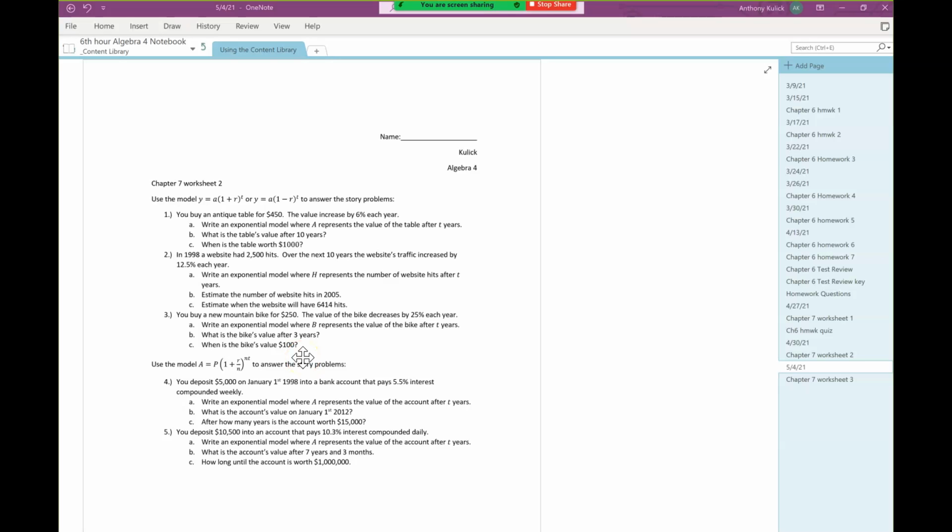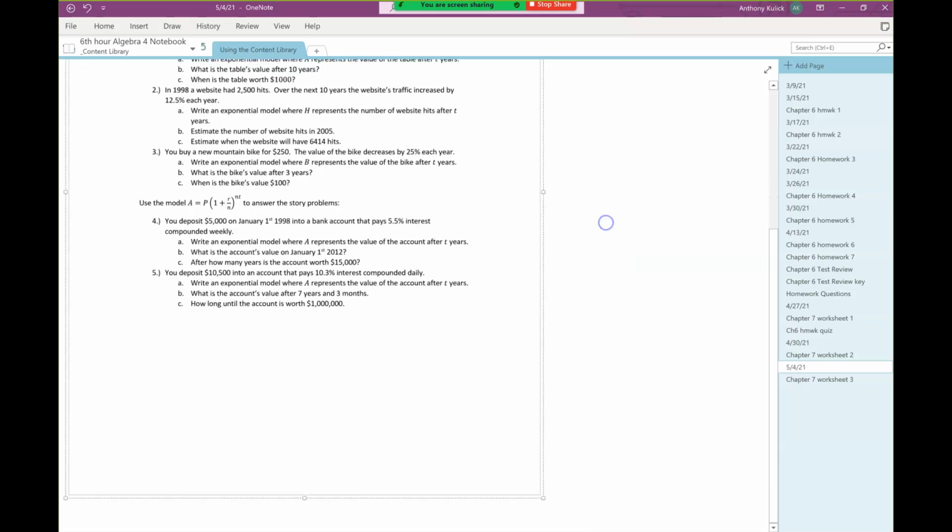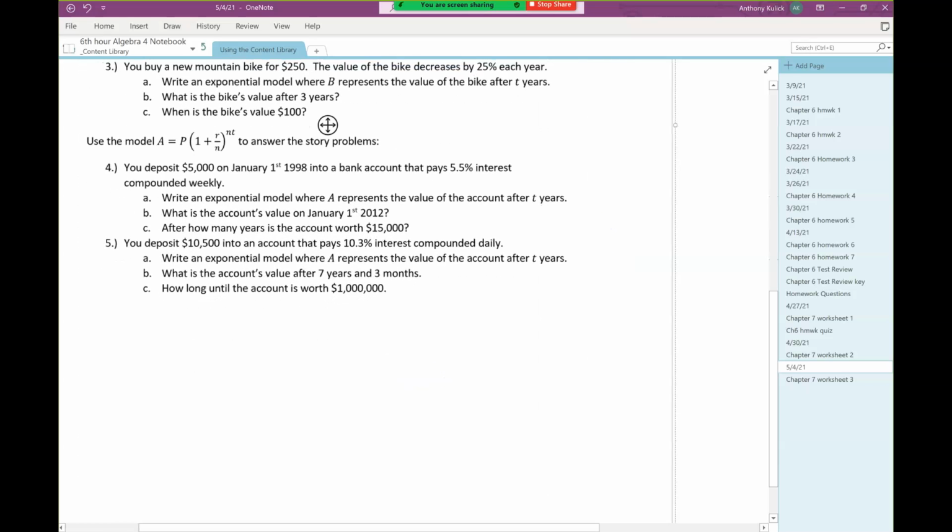Number 5. So basically the last one on worksheet 2. That's weird. Just like the process, because it was a little bit different.